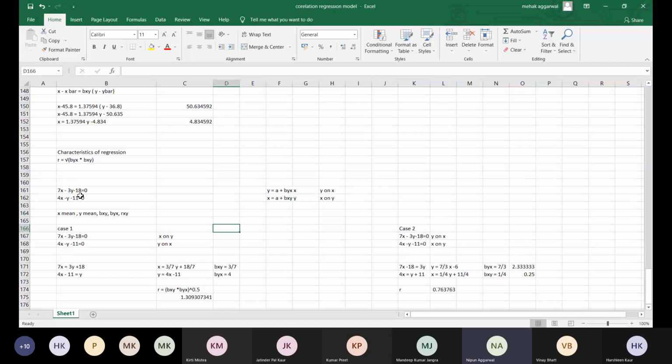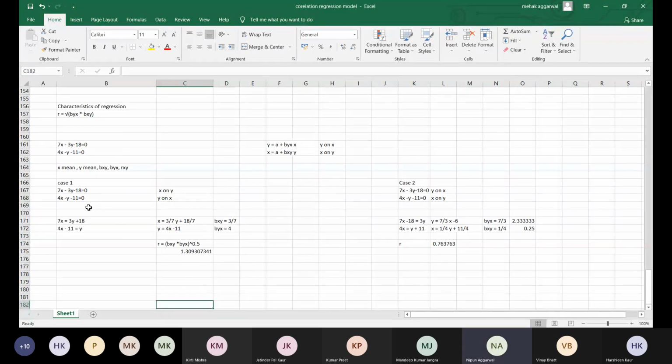Whatever is given in the question. So how can we solve this? We can multiply equation number 2 with 3 so that it becomes 3y. Then elimination can solve the problem.